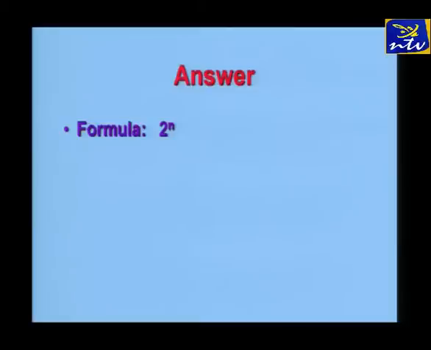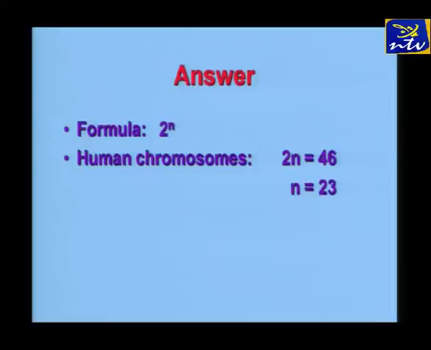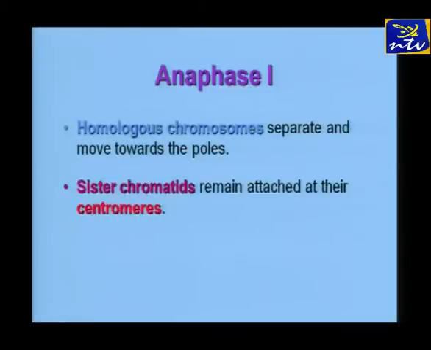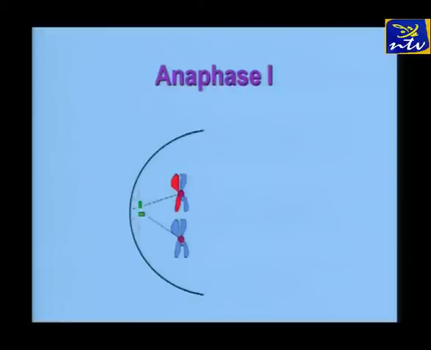The formula you have to use is 2 raised to n. Human chromosome 2n is equal to 46, n is equal to 23. 2 raised to 23 is equal to about 8 million combinations. So a human male can produce 8 million different types of genetic material in the spermatozoa. Now let us see anaphase 1. Homologous chromosomes are separated.